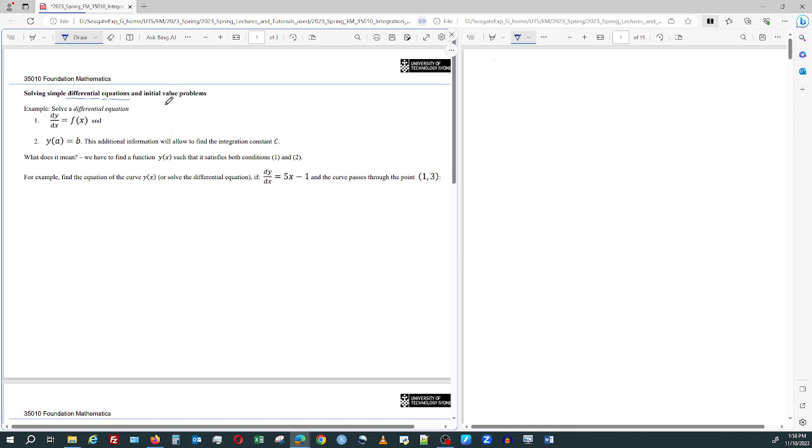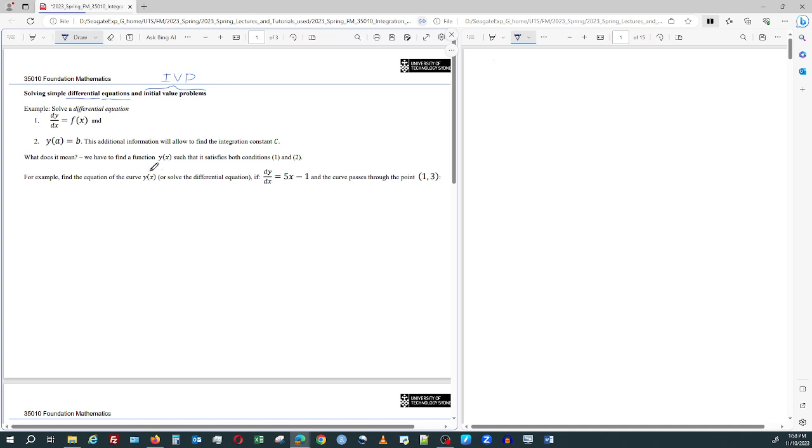So these initial value problems are something that will be discovered during your time in Maths 1. And so it's very important that you're able to do those. Okay. And so we'll have a look at this today.